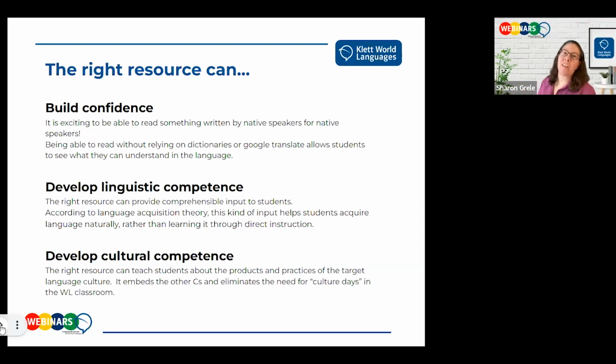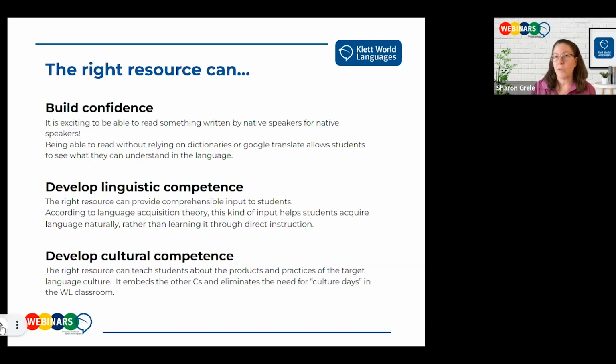So the right resource is going to build their confidence. It's really exciting to be able to read something in a target language for the first time. I remember when I used to teach middle school Spanish and French, and they would come back from being somewhere traveling. "Miss Grayley, I read this all by myself and I understood everything." Or "I went to a restaurant and I was able to order." That's just that confidence builder that you get when you're successful at a task like that. So we want to make sure that we set them up for that success so they get those moments where they feel really excited and really proud and really confident.